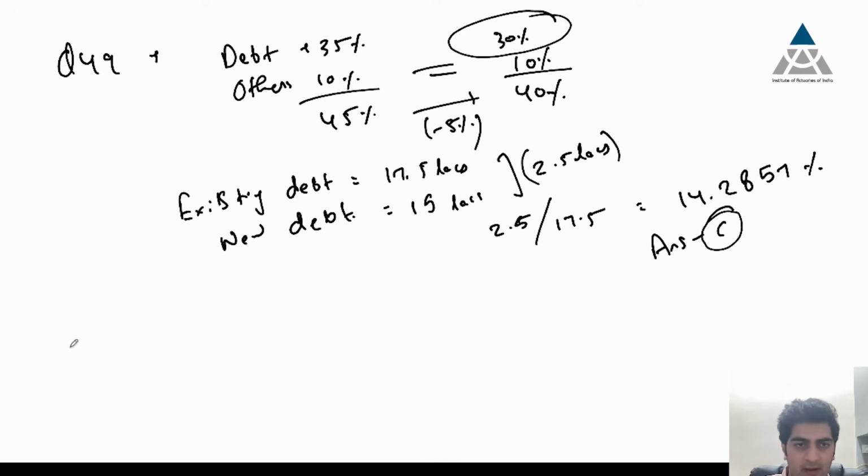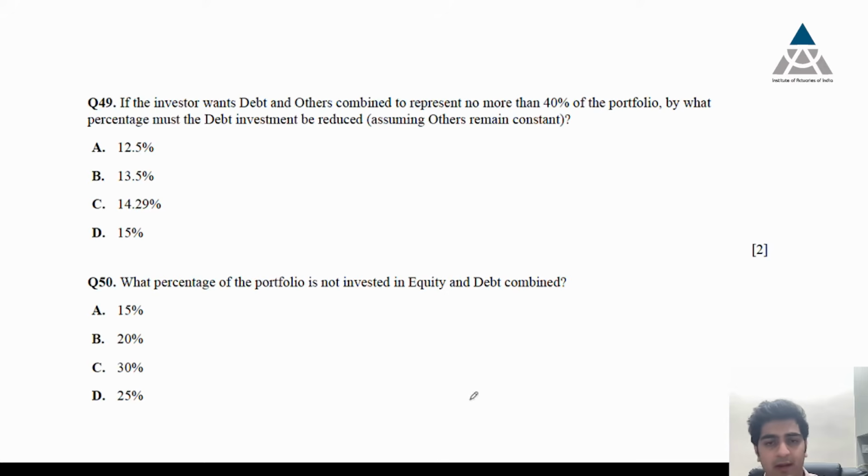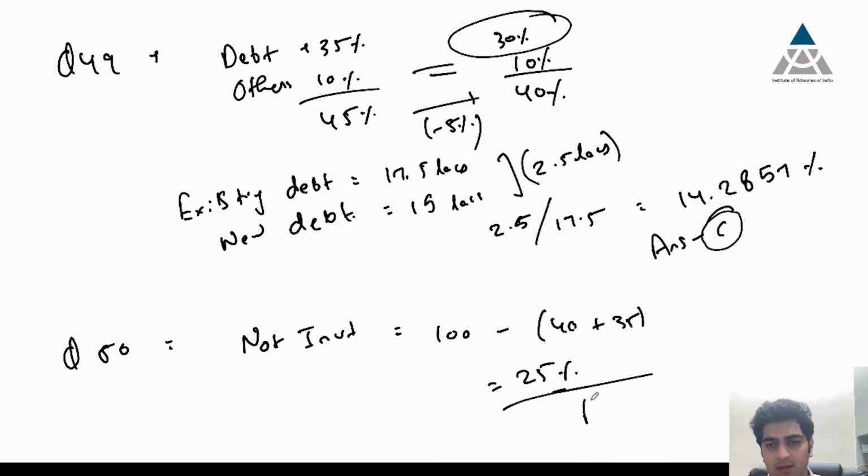So question 50, what percentage is not invested? So the not invested part is obviously 100 minus 40 plus 35, that's 25%. So 25% is not invested in equity and debt, and that is option D, which is again the correct answer.